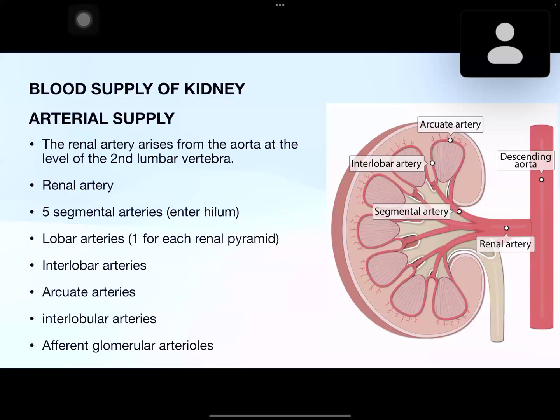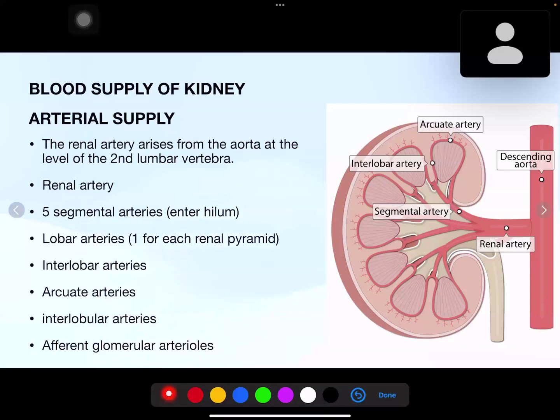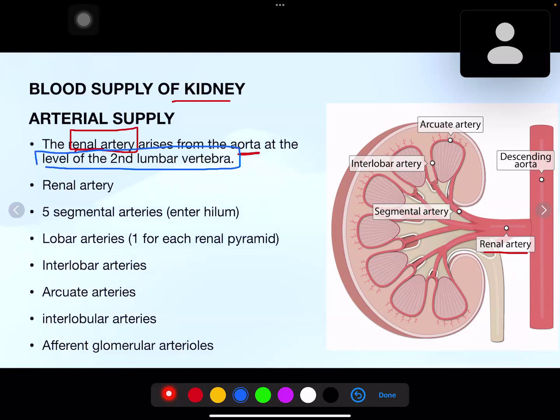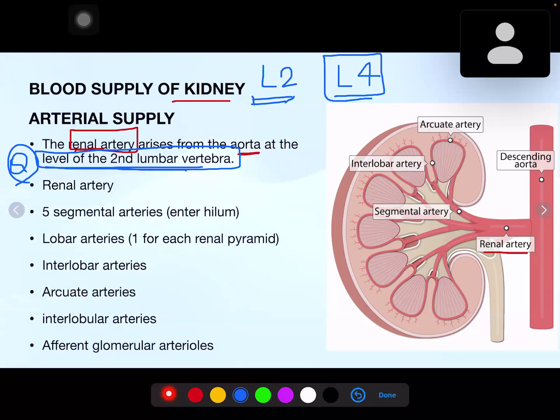Good. So we were discussing the blood supply of the kidney. The name indicates the blood supply would be from the renal artery, and the renal artery is a direct branch of the aorta. The question which can come in the exam: at which level does the renal artery arise? That level is L2. In our first lecture we discussed trunk surface anatomy, and there I told you at which level the aorta bifurcates. That was the level L4.